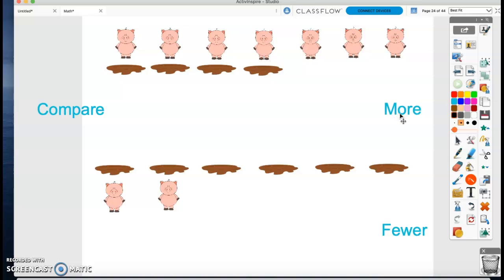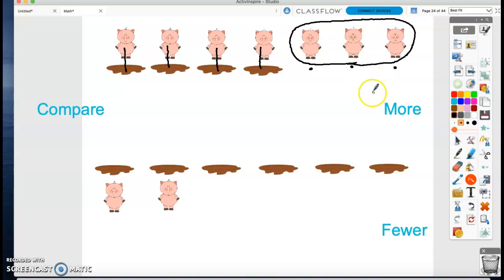So we need to know how many more pigs there are. So first of all, what are we going to do? If you said match up the pigs, awesome job. 1, 2, we're going to match up these ones and those ones. And I noticed that this one doesn't have a mud puddle, this pig doesn't have a mud puddle, and this one doesn't have a mud puddle. So I know that these are the pigs that are more. So how many more pigs do we have? If you said 3, awesome job.